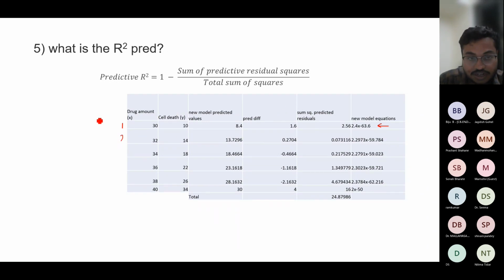So for the second case, we'll leave out this point and fit an equation to the other four of these points. The equation will look like this. Then we'll put the value of x as 32.